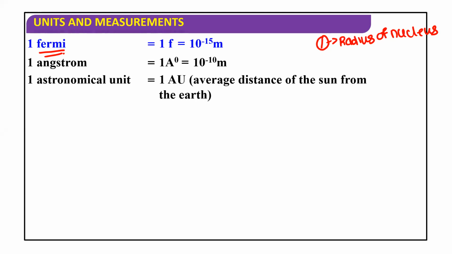Okay, sir. So the next unit is one astronomical unit, and one astronomical unit is the average distance between Earth and the Sun. So kindly note that. And this one astronomical unit is equal to 1.496 multiplied by 10 to the power 11 meter.